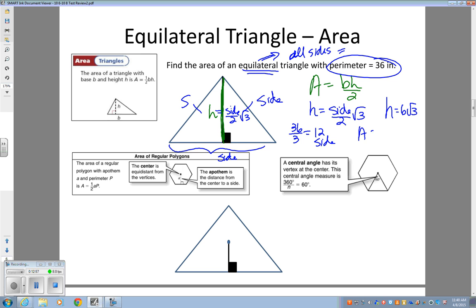So now I can just do my area by taking what's the base? The base is the side, so that's 12 times 6 radical 3 divided by 2.